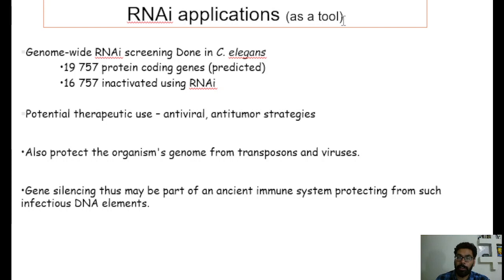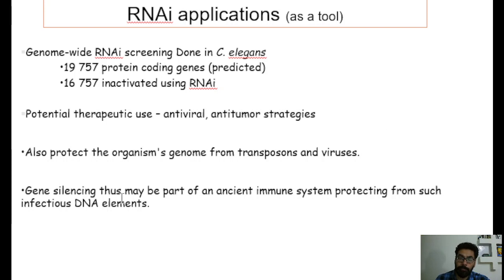So what are the different RNAi applications? We can do genome-wide screening of different genes, as done in C. elegans for 16,757 genes. Then there are potential therapeutic uses, like antiviral drugs that can be created from RNAi. If we know the target gene, we can produce the drugs. Anti-tumor drugs can also be produced from RNAi applications. Then we can protect the organism's genome from different invading transposons or viruses.